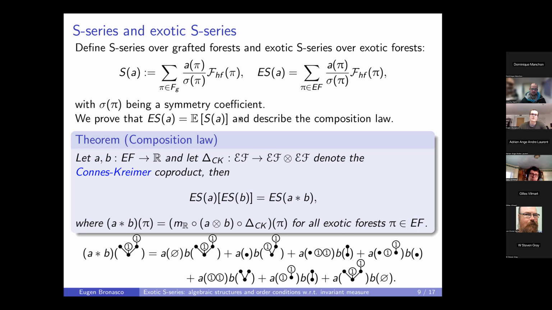Otherwise, the composition law looks the following way. If we take two exotic S-series corresponding to A and B and compose them, then we get an exotic S-series A convoluted with B, where the convolution product is taken with respect to the Connes-Kreimer coproduct. And here we see an example of how this convolution looks. A convoluted with B applied to some exotic tree of this shape is equal to a certain sum over all ways to split this exotic tree into two exotic forests. And we apply A to one part, B to another part, and we multiply the results. Okay, so this is how the composition law looks.